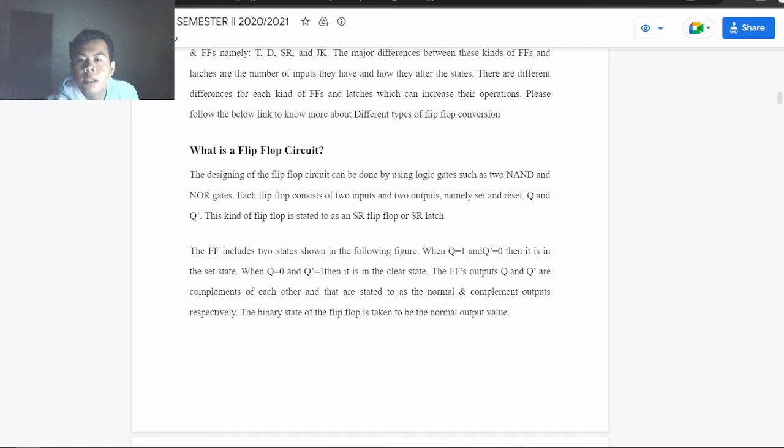What is a flip-flop circuit? The design of the flip-flop circuit can be done by using logic gates such as NAND and NOR gates. Each flip-flop consists of 2 inputs and 2 outputs, namely set and reset, Q and Q bar. This kind of flip-flop is referred to as an SR flip-flop or SR latch. The flip-flop includes 2 states shown in the following figure. When Q equals 1 and Q bar equals 0, then it is in the set state. When Q equals 0 and Q bar equals 1, then it is in the clear state.